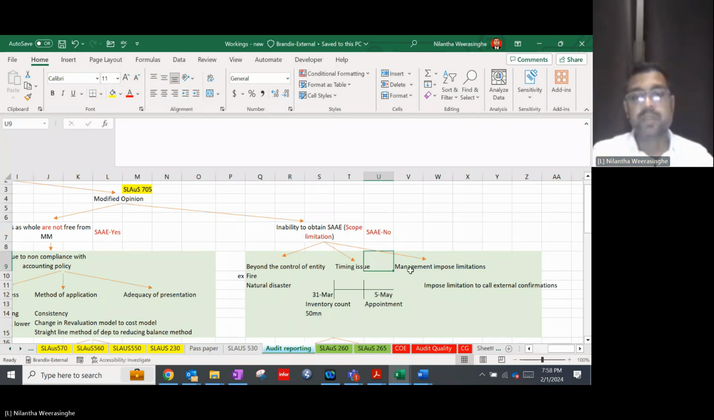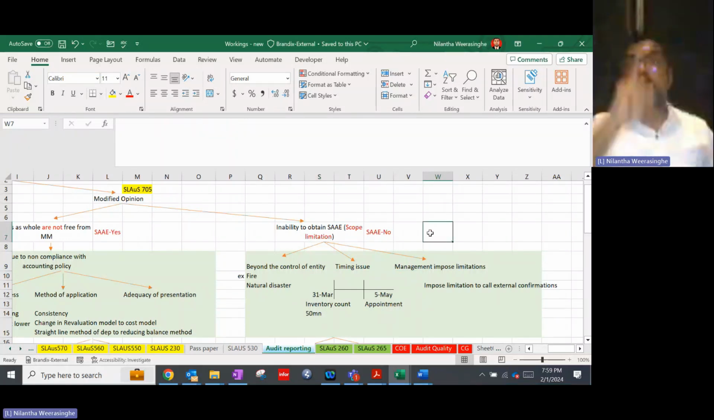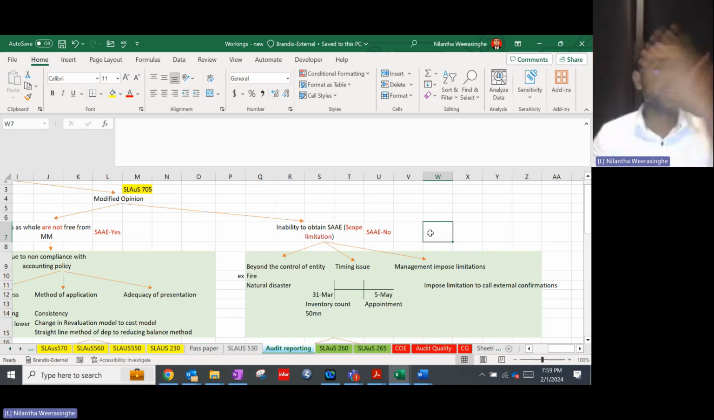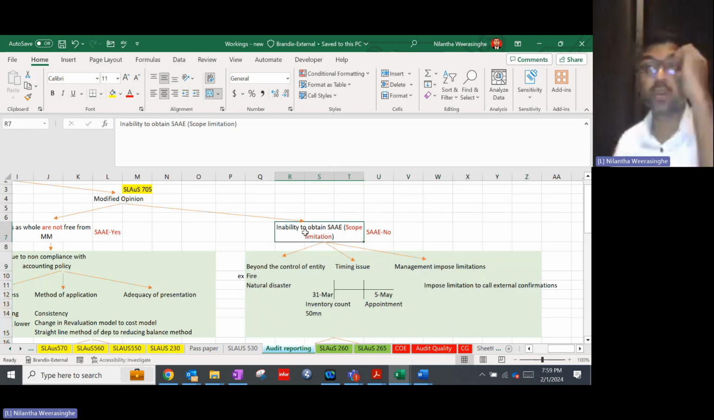The other reason for inability to collect sufficient appropriate audit evidence is management enforced limitations. Management says, don't call for external confirmation from ABC because ABC's data is very sensitive for us, so don't make him upset, don't go and call for external confirmation from him. Because of these management enforced limitations, that is, because of these three reasons, sometimes the auditor cannot collect sufficient appropriate audit evidence.